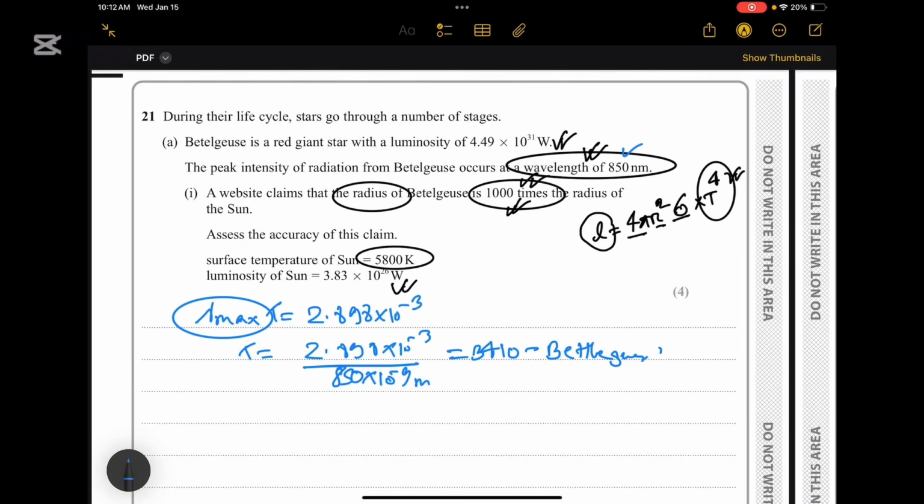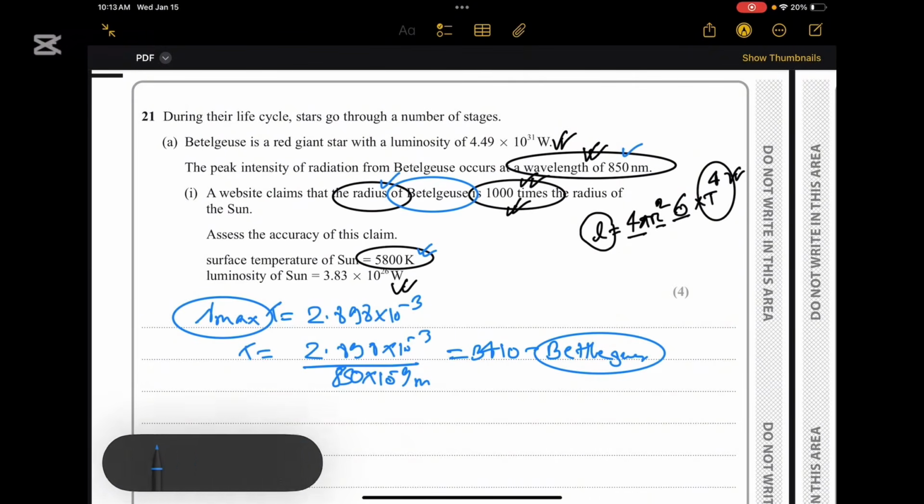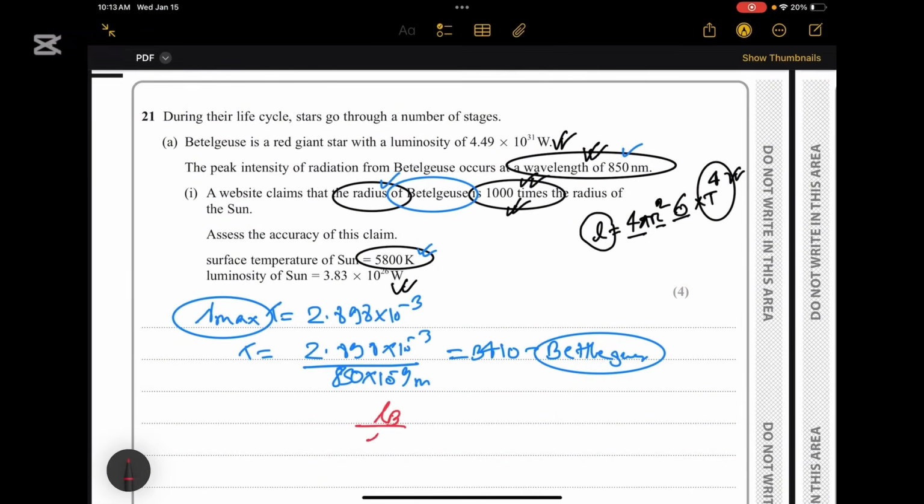Okay, we have got the temperature of Betelgeuse, and we have the temperature of the sun as well. Now as we know that the radius of Betelgeuse is 1000 times the radius of the sun, we will take which one is bigger. The radius of Betelgeuse is bigger. We will take the luminosity of Betelgeuse in the numerator. So what we'll do is write it like this: the bigger one will be in the numerator, the luminosity of B divided by the luminosity of sun, as the luminosity of B is bigger.